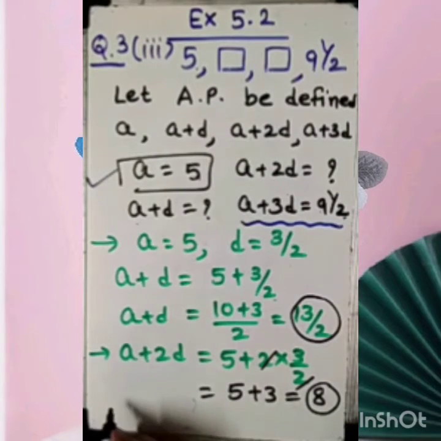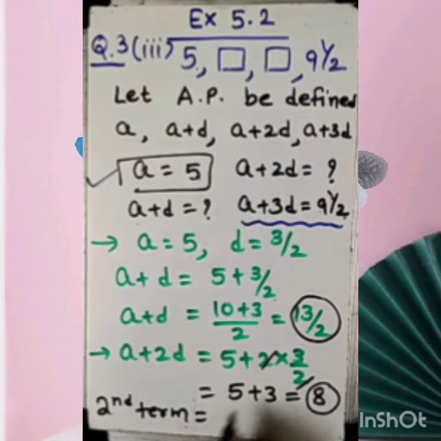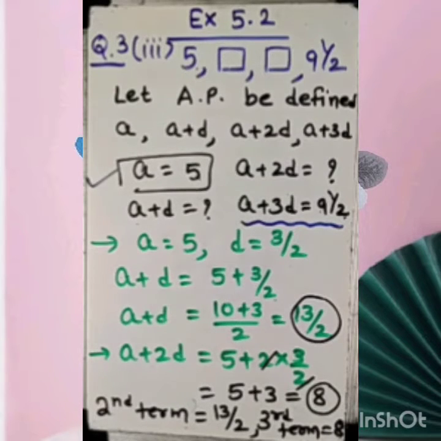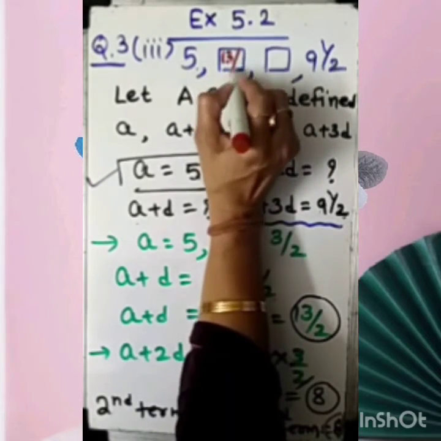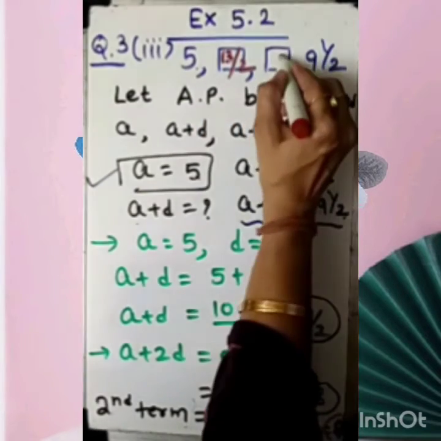So I need to write here, second term equal to 13 by 2, and the third term, in short I am mentioning here, equal to 8. Second term 13 by 2 and the third term, that is 8. So we need to substitute these values here. This will be 13 by 2 and this is 8.